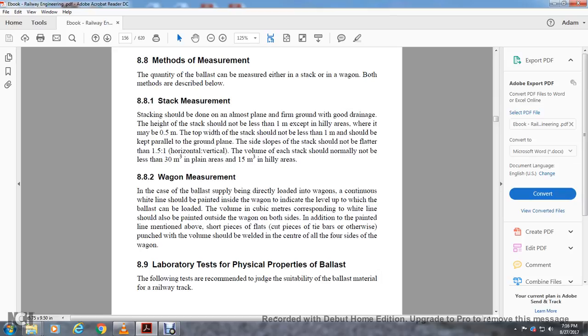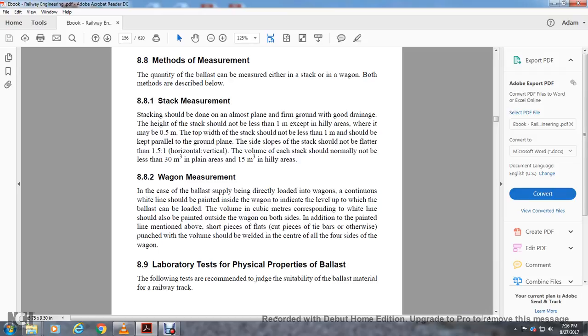For wagon measurement, in case the ballast supply is directly loaded into the wagon, a continuous white line should be painted inside the wagon to indicate the level up to which the ballast can be loaded. The volume in cubic meters corresponding to the white line should also be painted outside of the wagon on both sides. Alternatively, short pieces of flat cut piece for the tie bar, or punch marks for the volume, should be welded in the center of all four sides of the wagon.